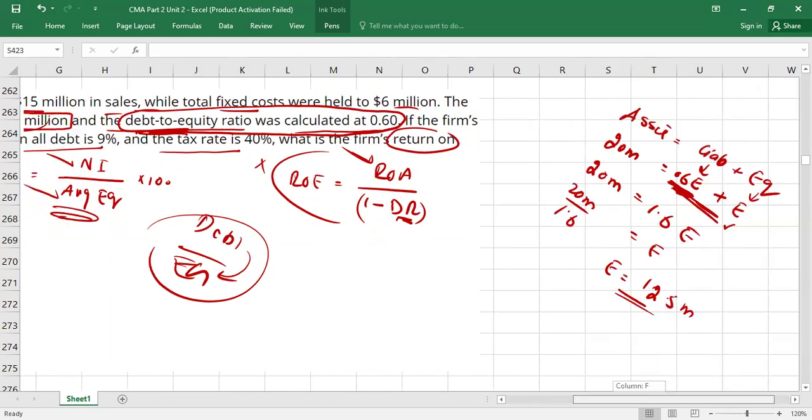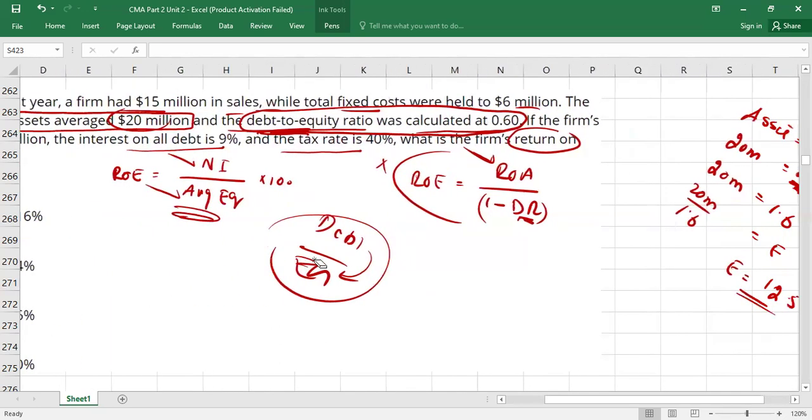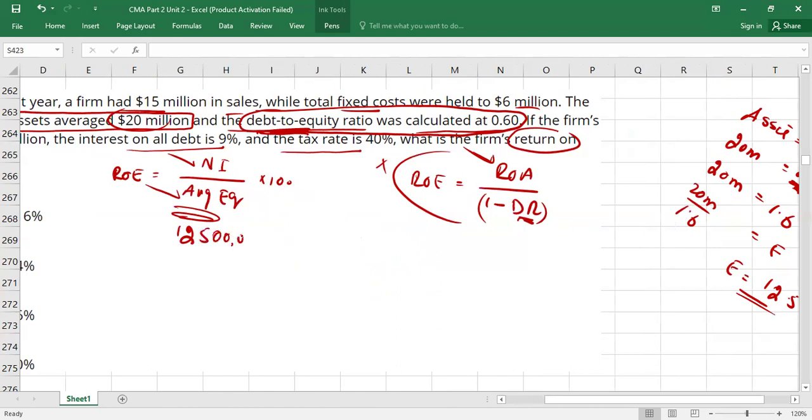So it means this I can divide here, average equity. Because the opening equity is not given, I will only take the equity value, which is 12.5 million. If you want to put all the zeros, just multiply 12.5 by 1 million, and you will get this value. This is the value of average equity. I hope you understand the finance values, guys.